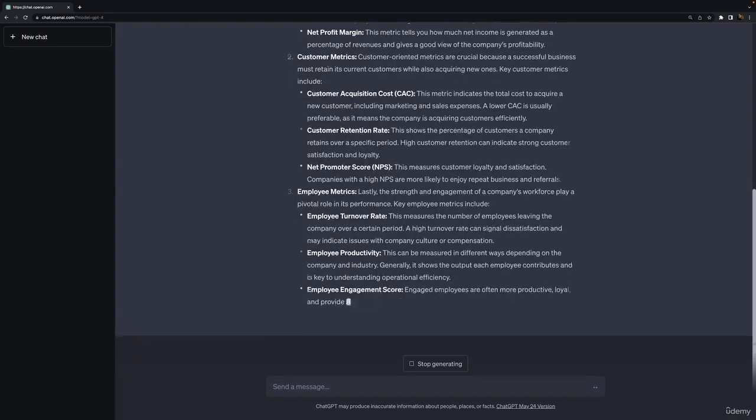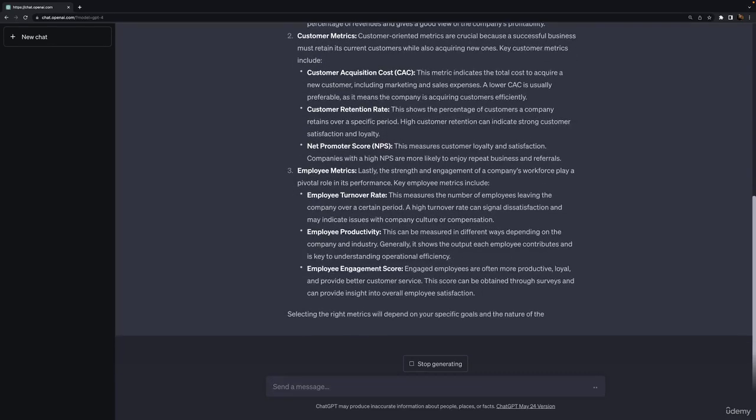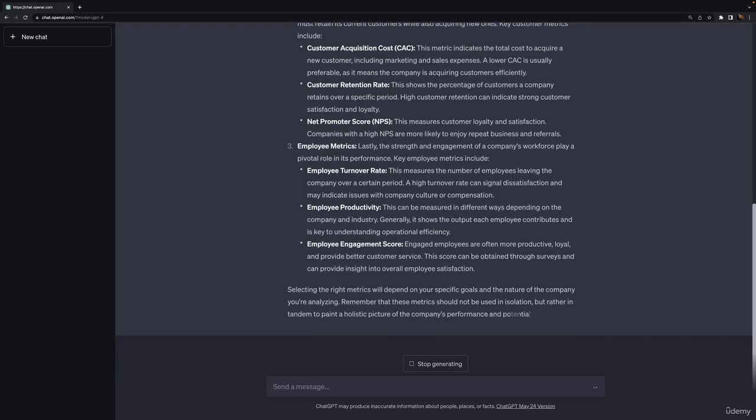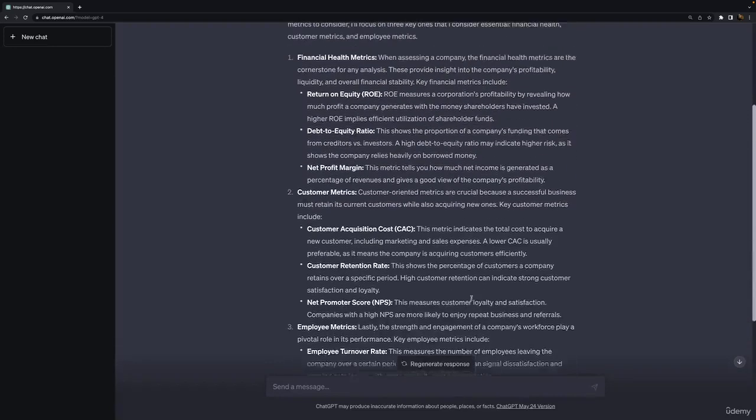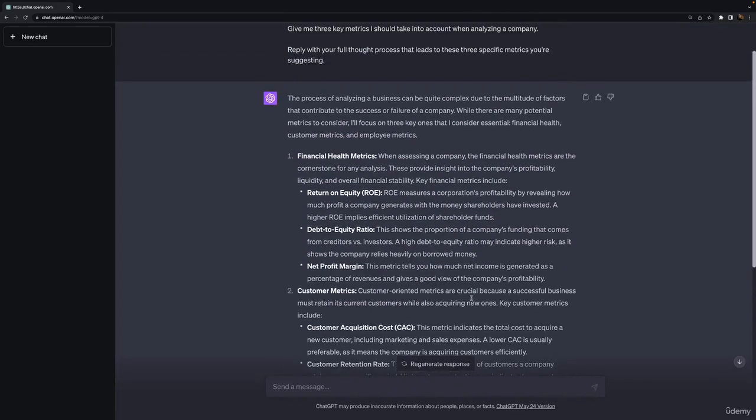And of course, we could then get ChatGPT to check its own response, to be self-reflective, to maybe narrow this down to just 3 metrics overall if we wanted to. But what you can see is that indeed it does describe in detail why certain metrics were picked, and therefore, as mentioned, this prompting technique, where you get ChatGPT to outline its thought process, can lead to better results.